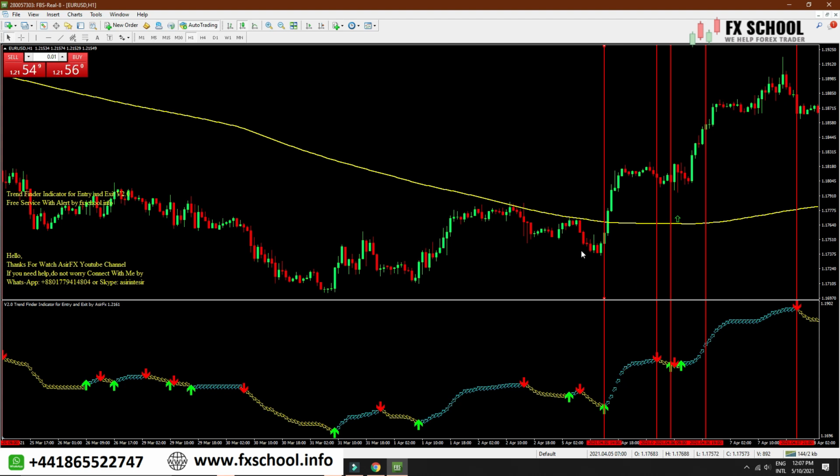Minimum you have to use a $500 account balance. For a $500 account balance, if you use a 0.01 lot size, then it will be very safe for you, and you can make good profit by these things. So you must follow proper money management and practice these things.